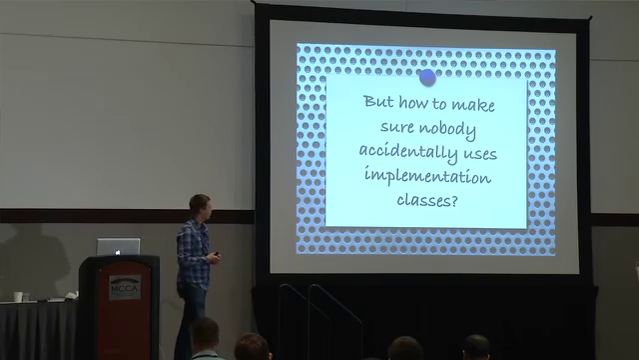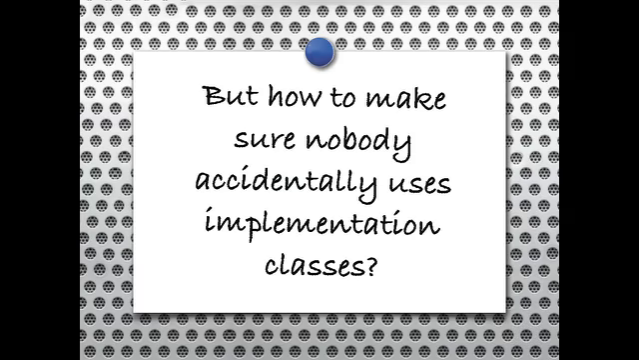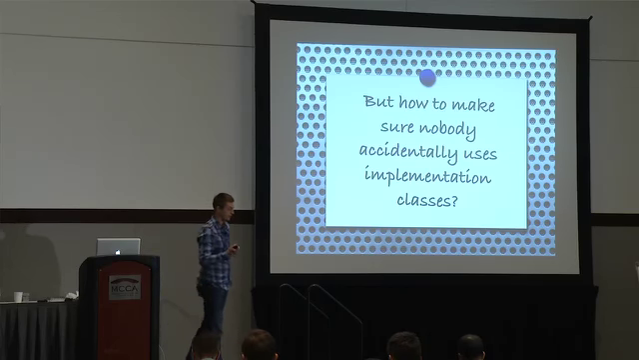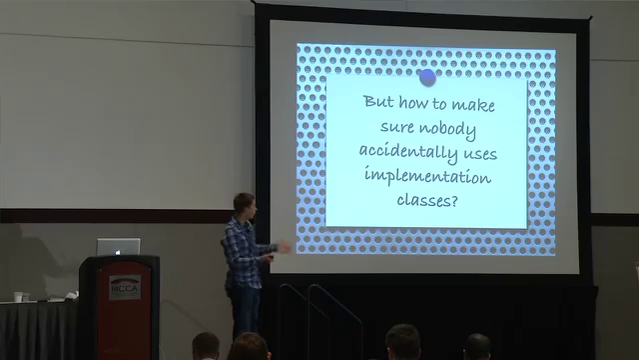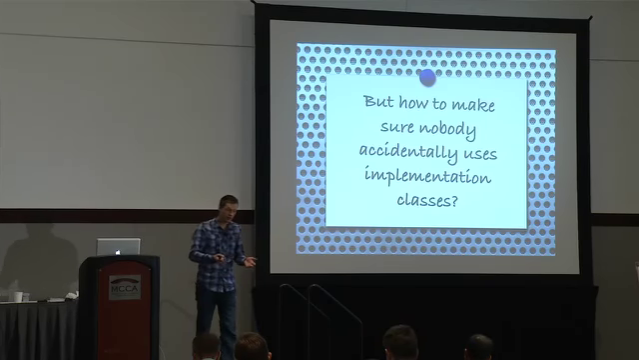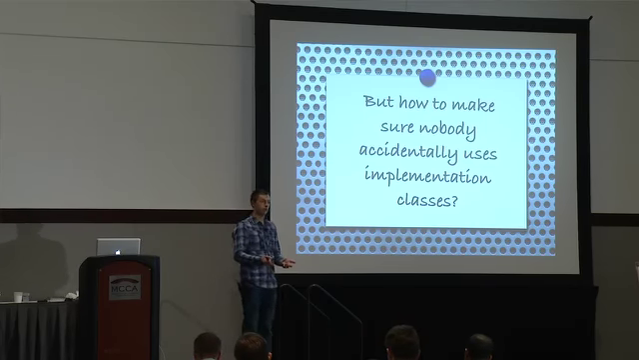But then we have a problem, because how are we going to make sure that nobody is accidentally going to use implementation classes? And this is a real challenge, because in Java, we can't really do that. In Java, we have the access modifiers, public, private, protected, etc. But first of all, they are just at a class level, which is too fine-grained. And second of all, it just doesn't work, because you always need public at some point, because otherwise you can't really do anything. And there is just no way in Java that you can really prevent someone using implementation classes.